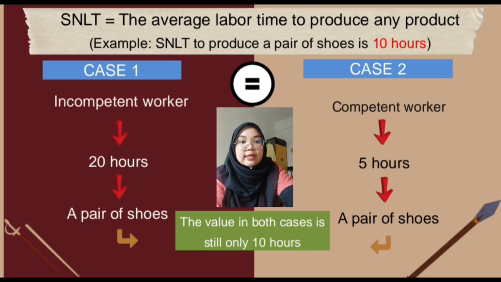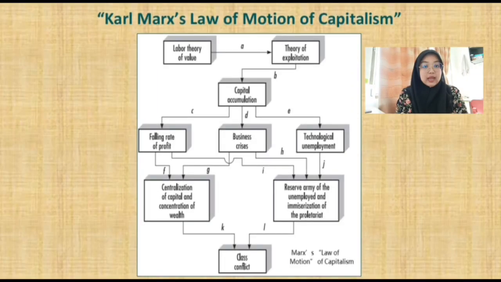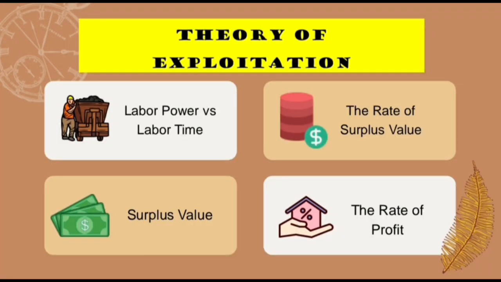The labor time required by workers with various levels of expertise is equalized by the market to one level of unskilled labor. The prices that are based on the underlying labor costs are also decided by the market. In this presentation, I will further explain the theory of exploitation.